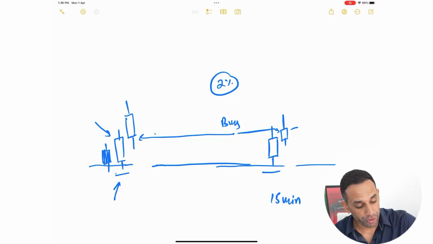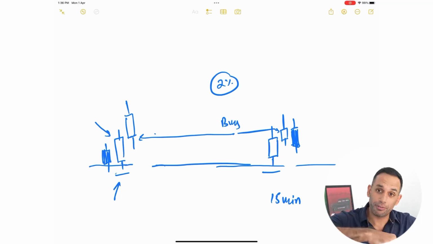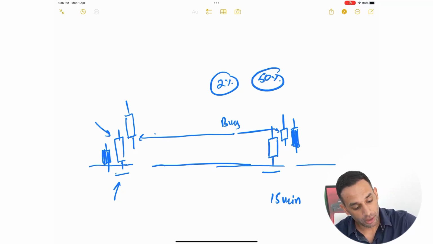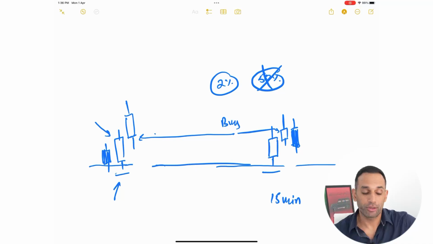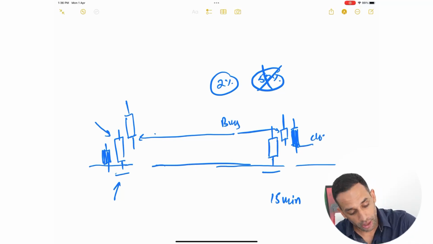Now, if I have a buy position open and the next candle pushes down, as soon as it breaks the low of the previous 15-minute candle, I'm closing 50%. So 50%, I close, right? If I have a 2% risk running and I close 50% right here, let's say I close 50%.